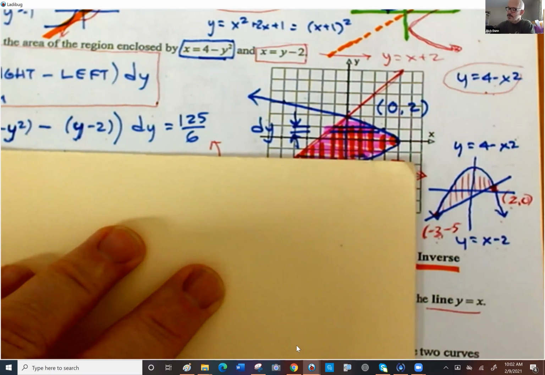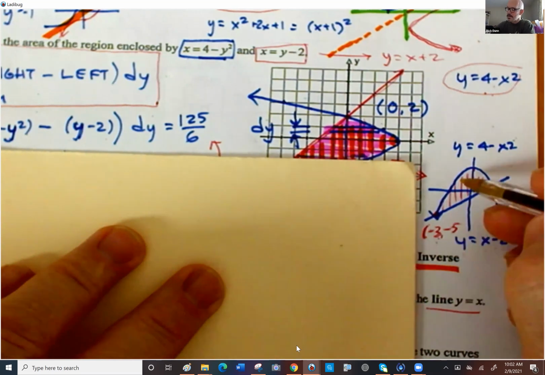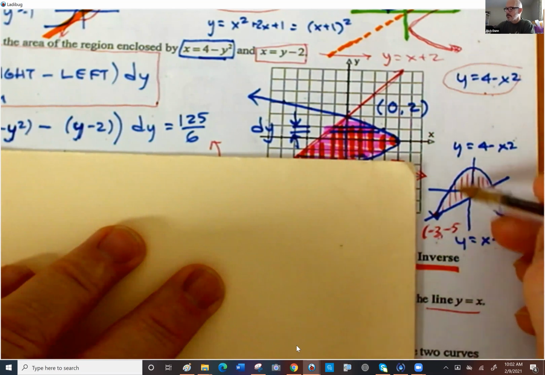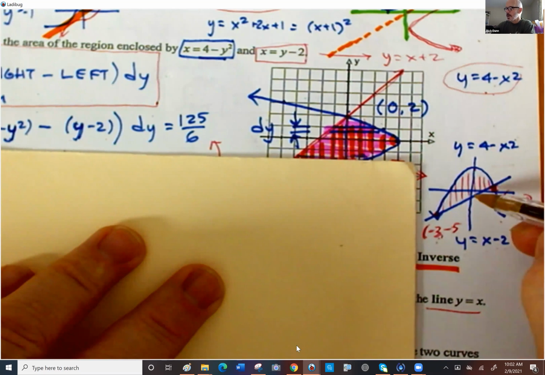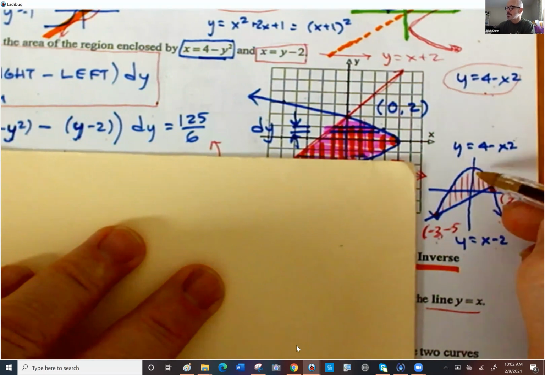Now I'm going to do the area of this by doing the vertical cuts that we did yesterday. The vertical cuts are going to have a top function minus a bottom function. Top function is the parabola. The bottom function is the line.